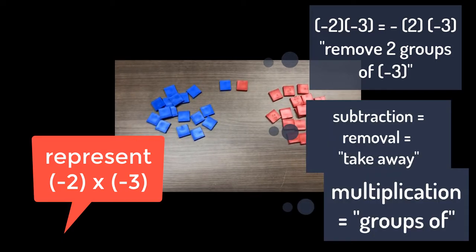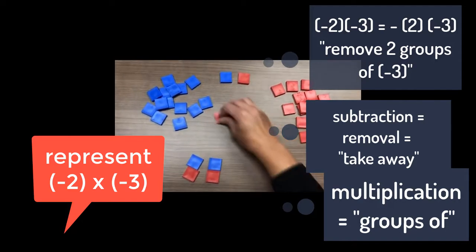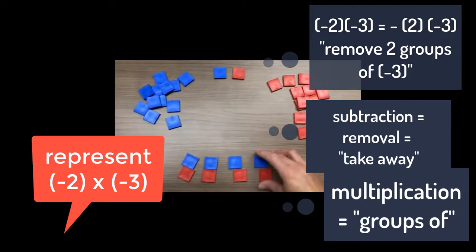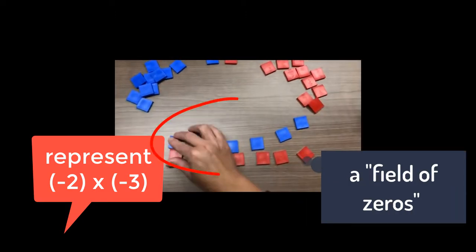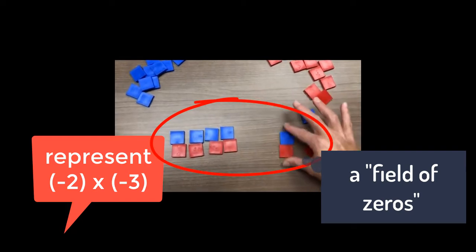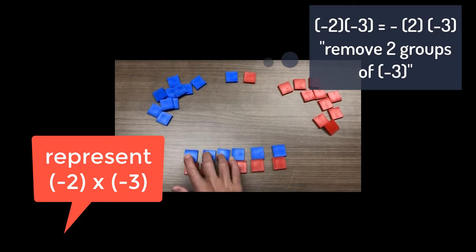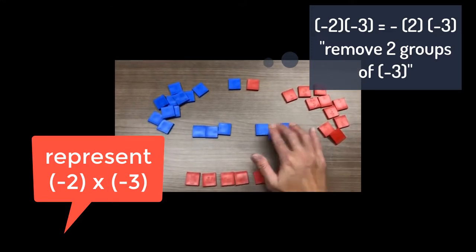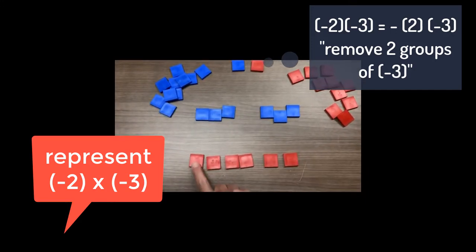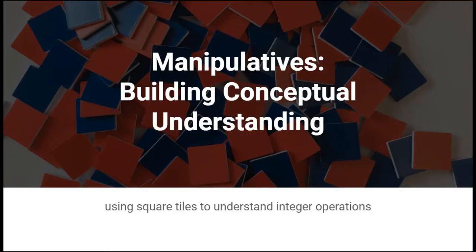Well, what can we remove that from? We can remove that from a field of 0. So if we start with a number of 0 pairs, so I've got my nice field of zeros here. And now if I want to remove 2 groups of -3, here's one group of -3, I'm going to remove that. Here's another group of -3, I'm going to remove that, and I am left with 1, 2, 3, 4, 5, 6, +6.